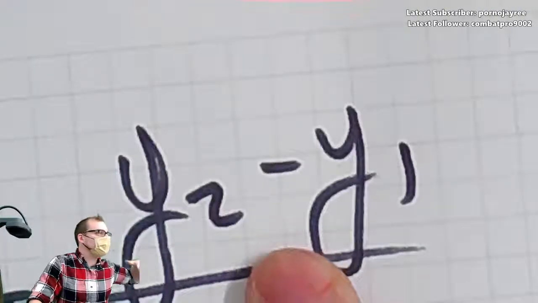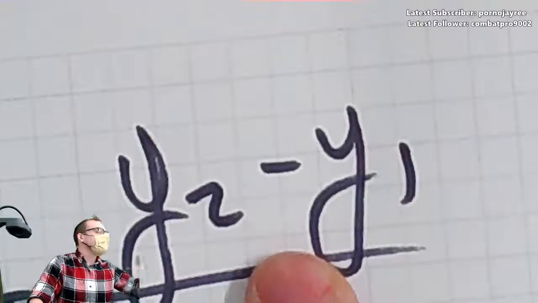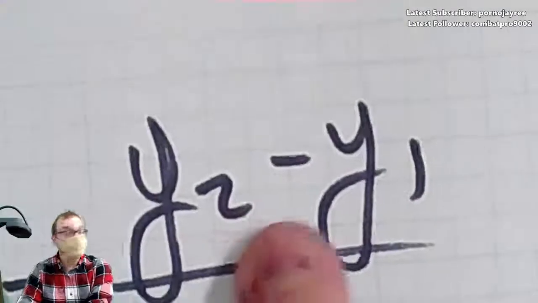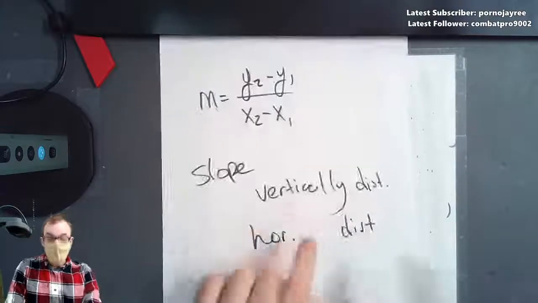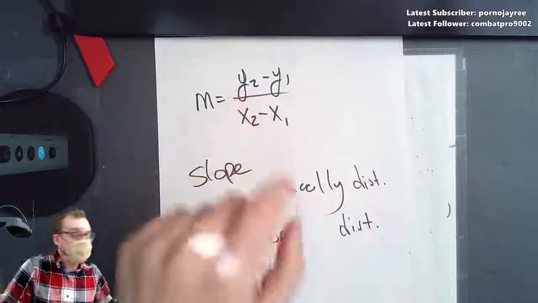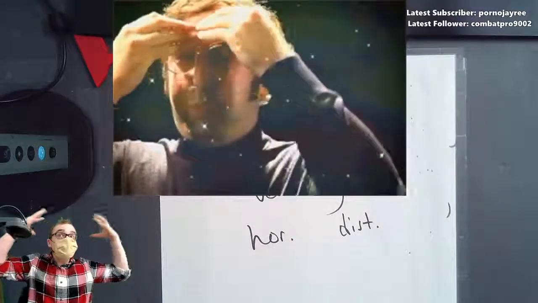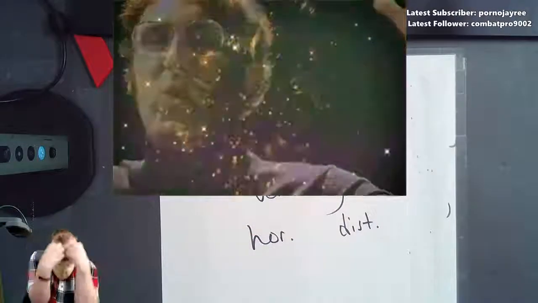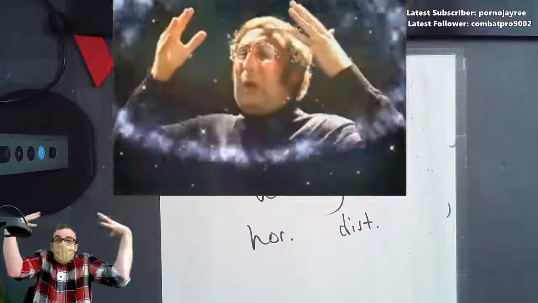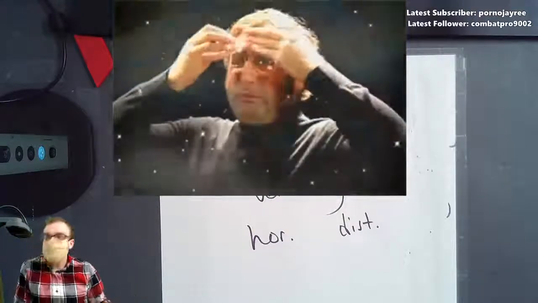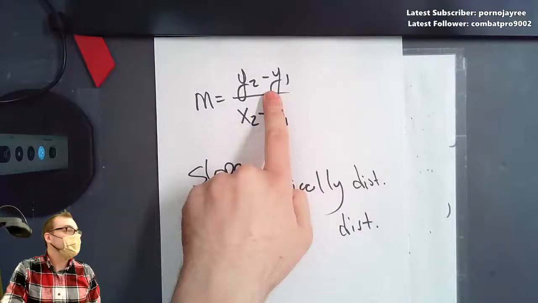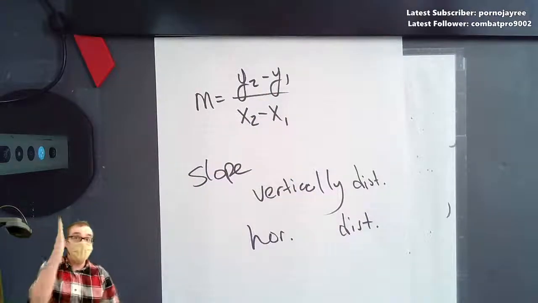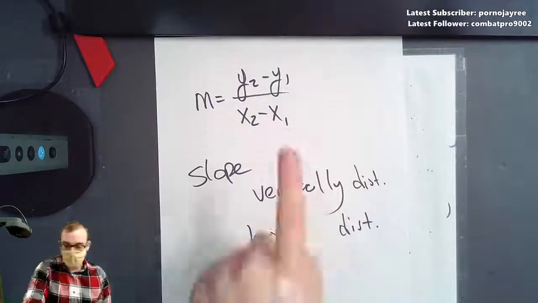Which variable deals with the vertical? Y. This is distance because it's subtraction, and it's y, so it's vertical. It's vertical distance. That's what that means. How far it goes up, right? How steep it is vertically. What does this stand for then?